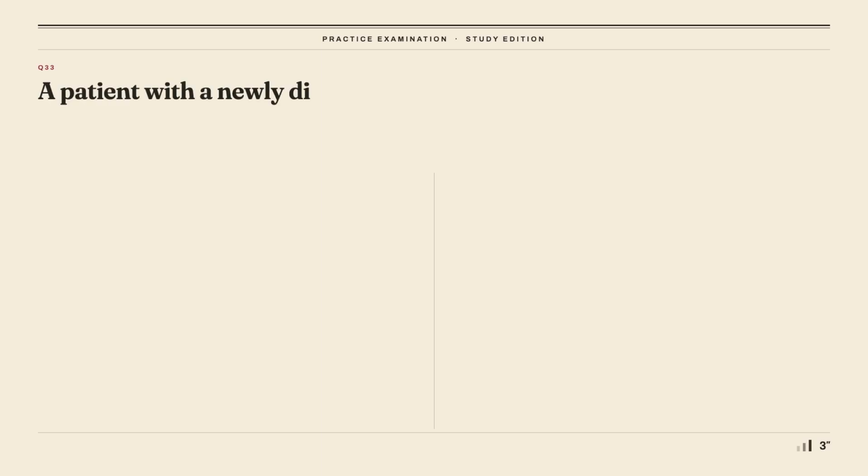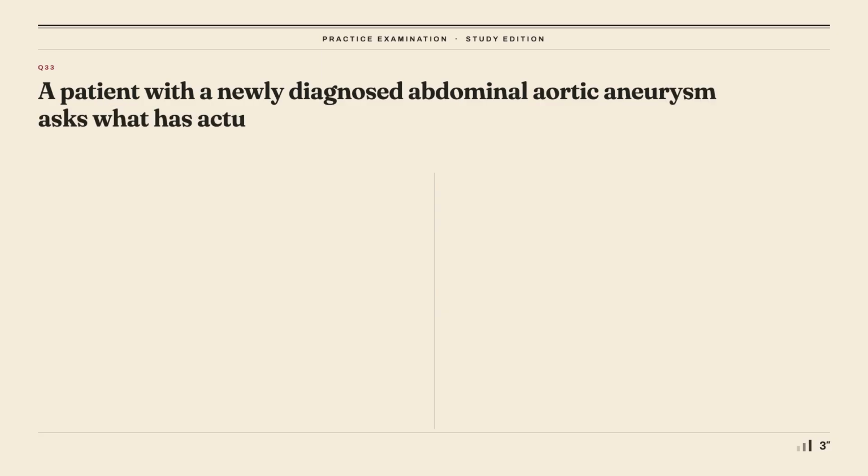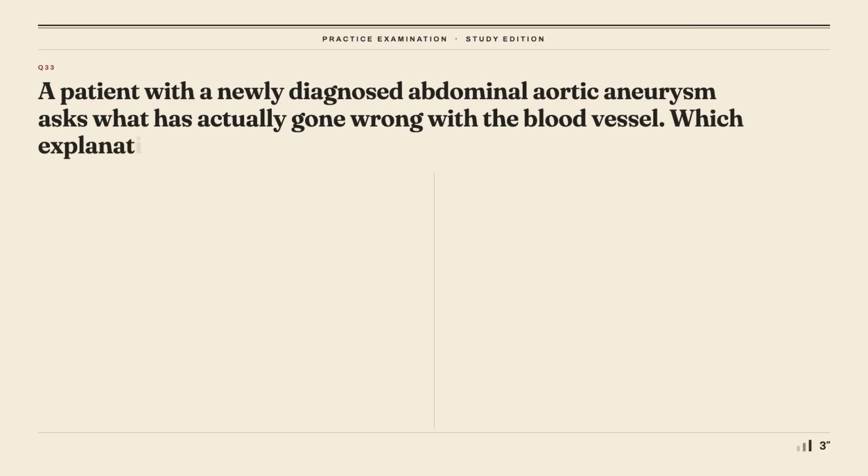Question 33. A patient with a newly diagnosed abdominal aortic aneurysm asks what has actually gone wrong with the blood vessel. Which explanation is most accurate?